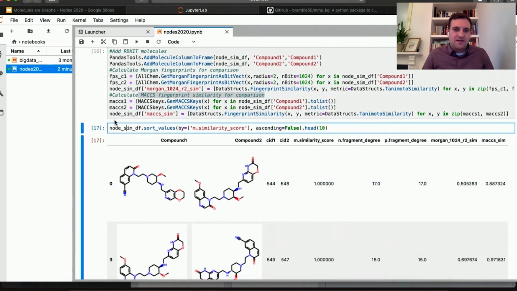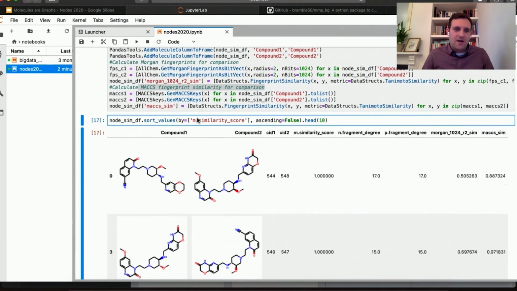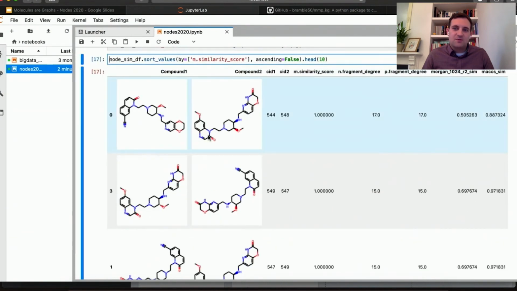So here you can see we've just sorted by a similarity score again, and now we're getting something that's a bit more reasonable. Now we've looked at fragments that are there. These ones have 17 degrees between them. This is looking a lot more similar now. These look very similar to me.